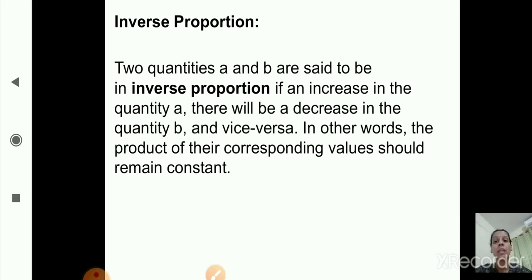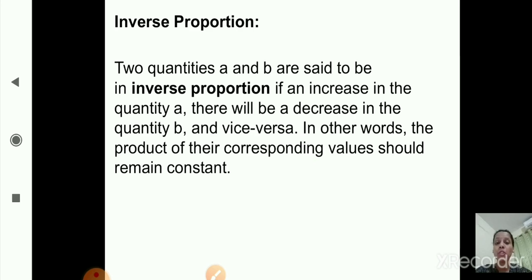If B is decreasing, then A will increase. If A is decreasing, then B will increase. In other words, the product of their corresponding values, the multiplication of their corresponding values, should remain constant. So this is about inverse proportion and direct proportion.